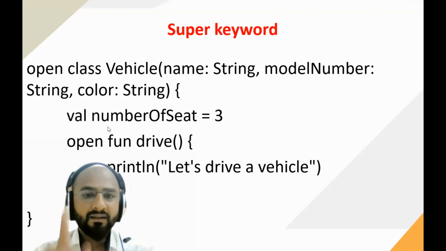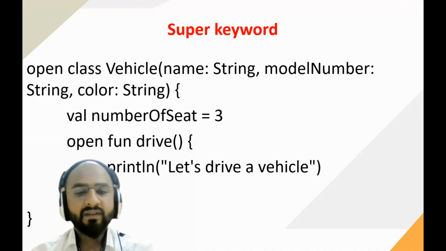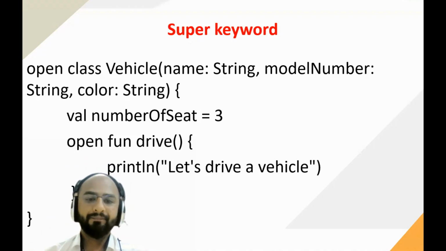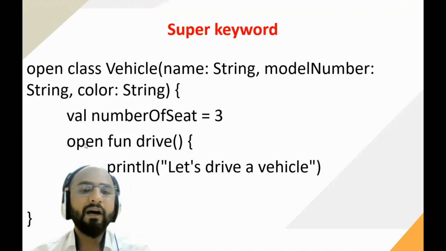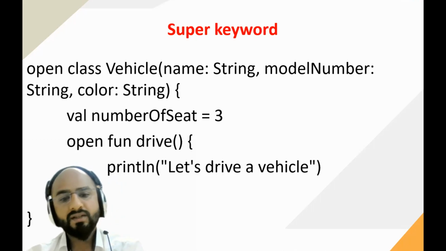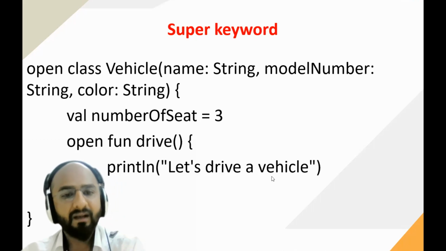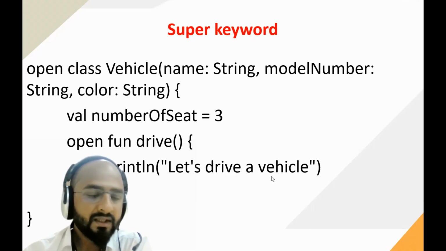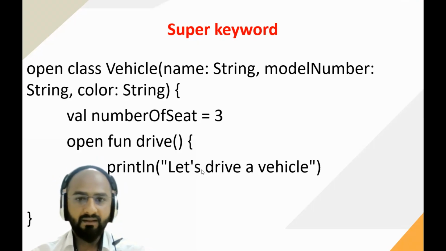So in Kotlin, the class is final by default. In Kotlin, the method is final by default. Right? Without making it open, you cannot inherit into the child class. And in the drive method, I have written a println statement, let's drive a vehicle. So when any object calls the drive method, it will print to the console, let's drive vehicle.